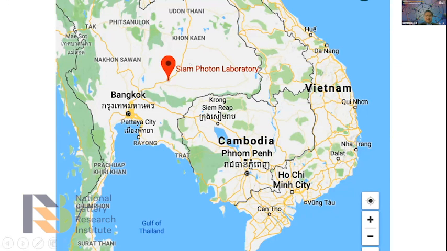Like this. This Siam Photon is located in Nakhon Ratchasima city, more than 200 kilometers away from Bangkok. So if you fly from, let's say, Jakarta or Surabaya or Denpasar to Bangkok, you will be landing at the airport, depending on the airline you take, and it takes around 4 hours from Bangkok to Nakhon Ratchasima, where the Siam Photon Laboratory is located.